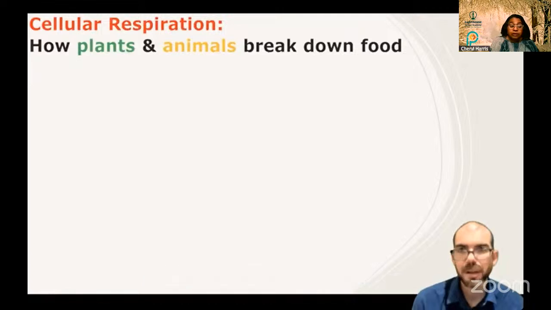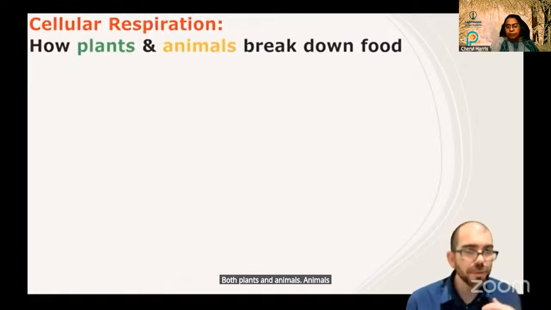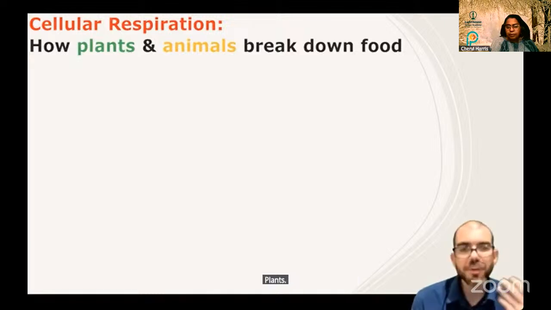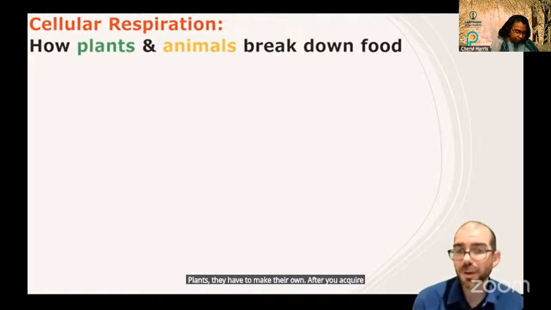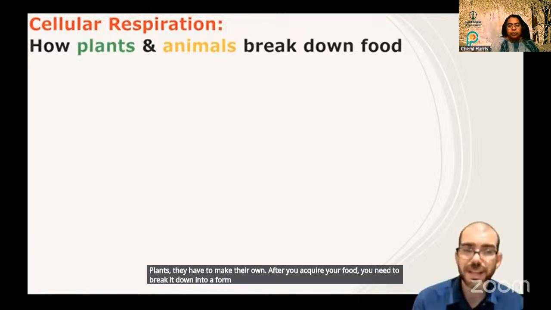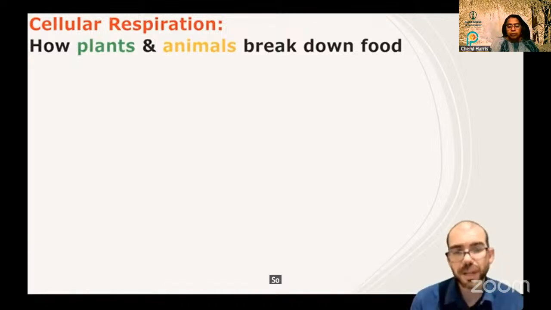Both decomposers and plants are important. Animals, we eat our food. Plants, they have to make their own. After you acquire your food, you need to break it down into a form of energy that cells can use. So I want us to look at how both do this.